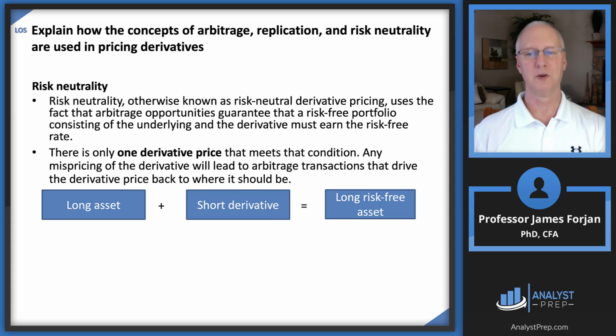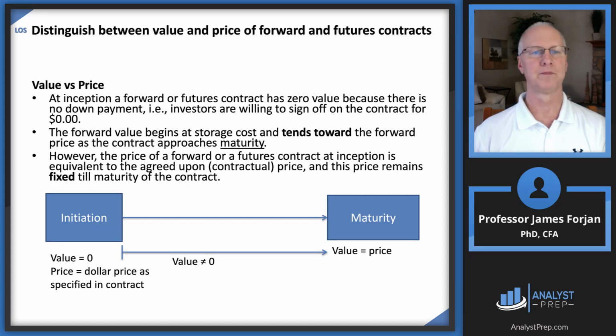And so risk neutral pricing is extremely important in the concept of derivative pricing, in that it relies on arbitrage opportunities, guaranteeing that a risk-free portfolio can be generated by using a risky equity security, or a risky Apple, and some kind of a derivative. And so there's only one derivative price that meets that condition. And so there's that formula that we used just a moment ago.